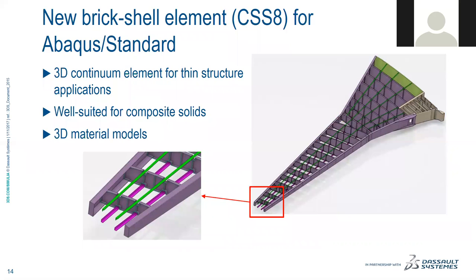Now, another new element in Abaqus Standard is called the brick shell element, which is designed for thin structures that need 3D material behavior. So it's very useful for composite solids. It's very good because it bends very well about one plane and it can handle large aspect ratios. One good thing is that you can use it for, let's say, low plastic deformation in the thickness direction, which you might need, for example, for forming analysis. You can check it out and see if it is something that you might use.